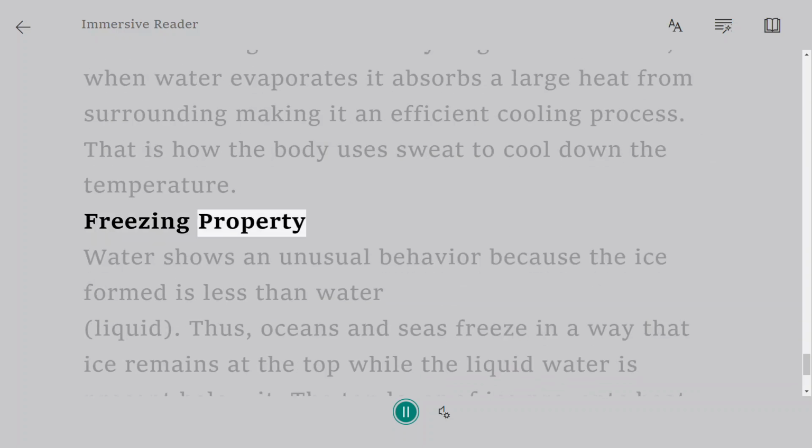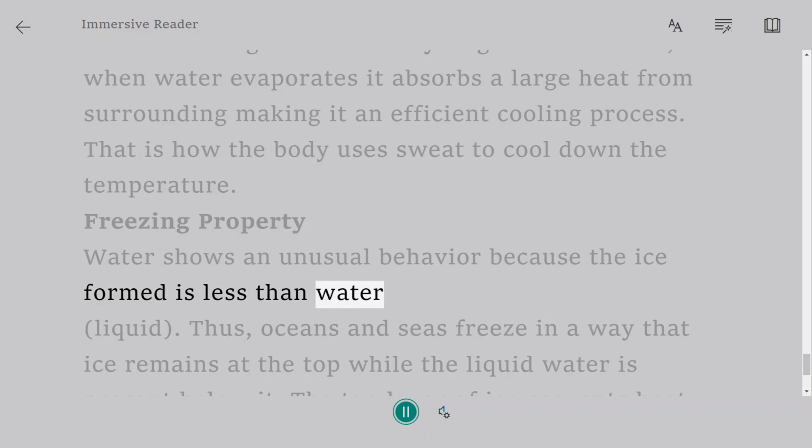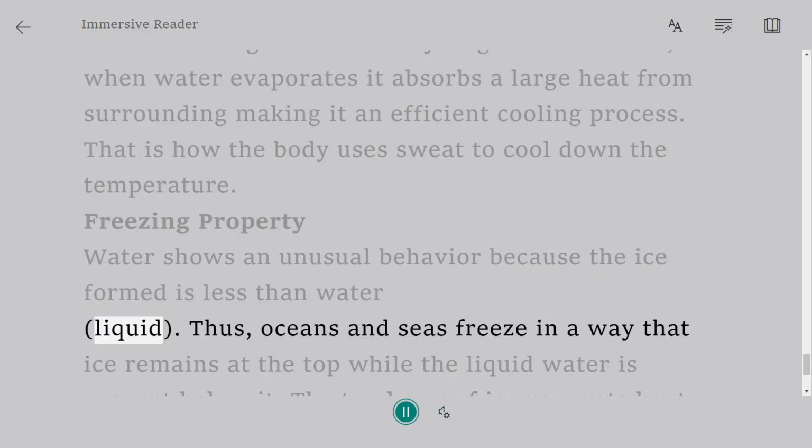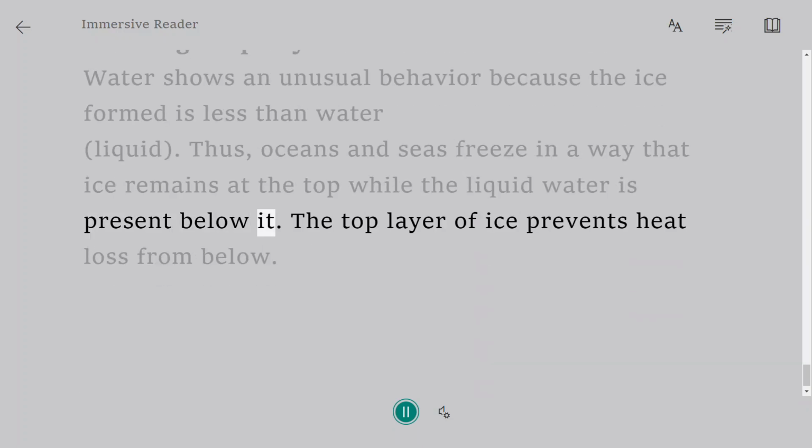Freezing property. Water shows an unusual behavior because the ice formed is less dense than liquid water. Thus, oceans and seas freeze in a way that ice remains at the top while the liquid water is present below it. The top layer of ice prevents heat loss from below.